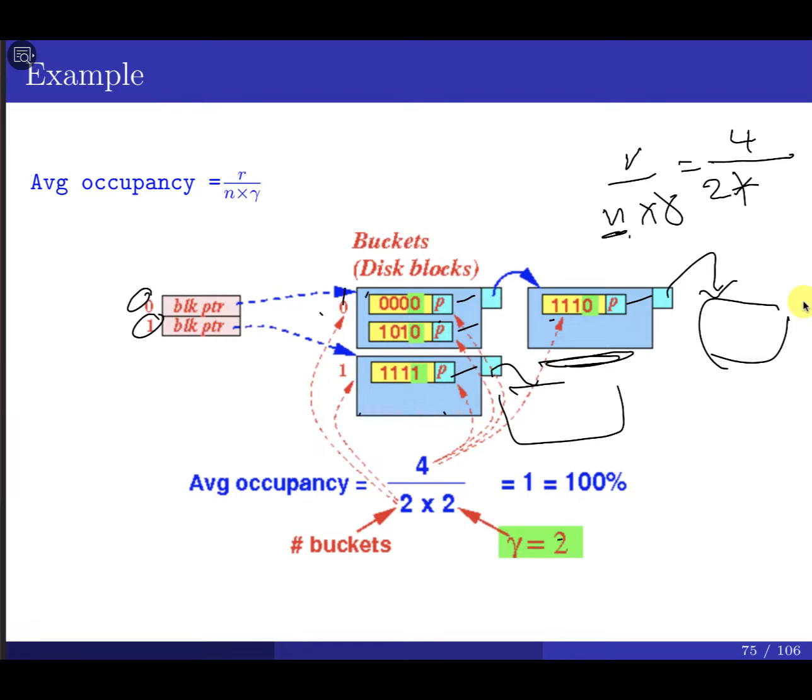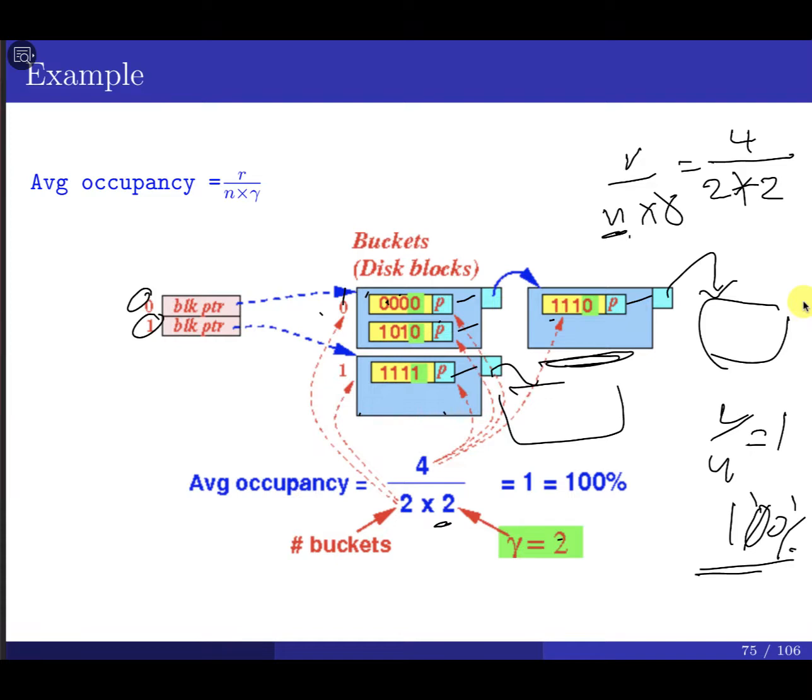Okay? Then after that, what's the value of gamma? Assume gamma requires the maximum number of entries that can be stored in one bucket, which is 2. So in this case, I multiply by 2. So 4 divided by 4 equals 1. So it's going to be 100% here. Okay? This is how to compute the average occupancy in this case.